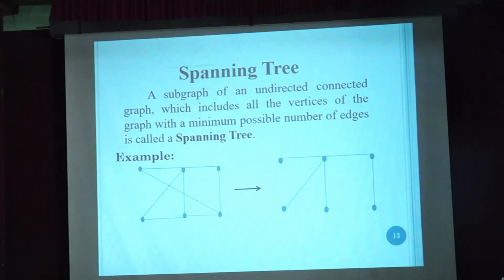Spanning tree means from a cyclic graph, I can extract a spanning tree. So you can have any cyclic graph. From the cyclic graph, you can leave a few edges, but I must connect all my vertices so that I get a graph, and that graph is called a spanning tree.